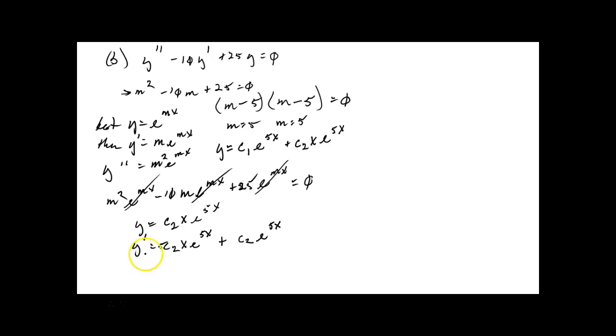Now, your y double prime, you've got chain rule again on the first one, and that's going to be 5C2 x times 5e to the 5x. I'll put e to the 5x here, multiply 5 times 5 and make it 25. That was tricky, wasn't it?